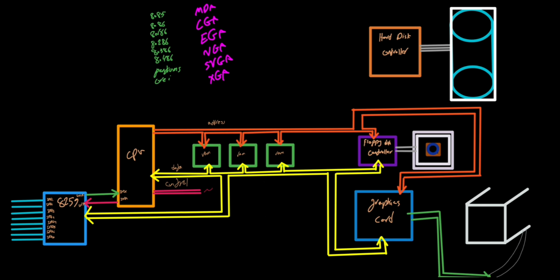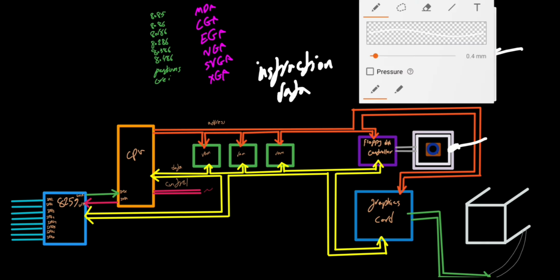Now, when we double click on a program that is saved in the hard disk or in the floppy, what happens is that that program, which is a combination of instructions and data, would be loaded inside the RAM.